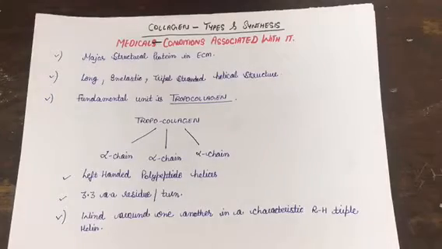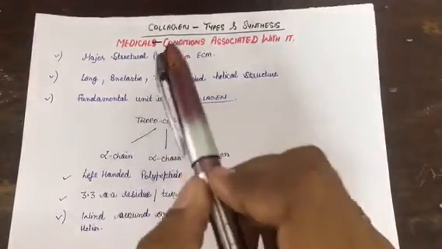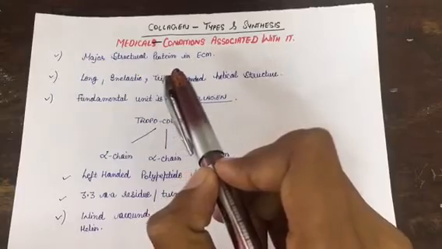Types and synthesis and some of the medical conditions associated with it. Now we know that collagen is the major structural protein in extracellular matrix.